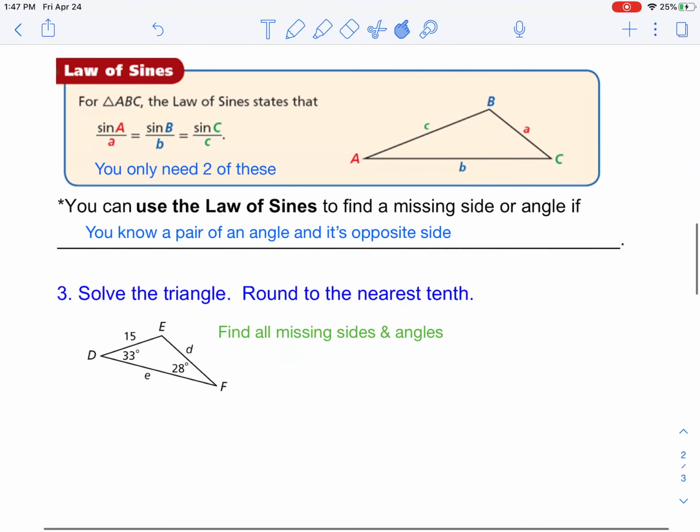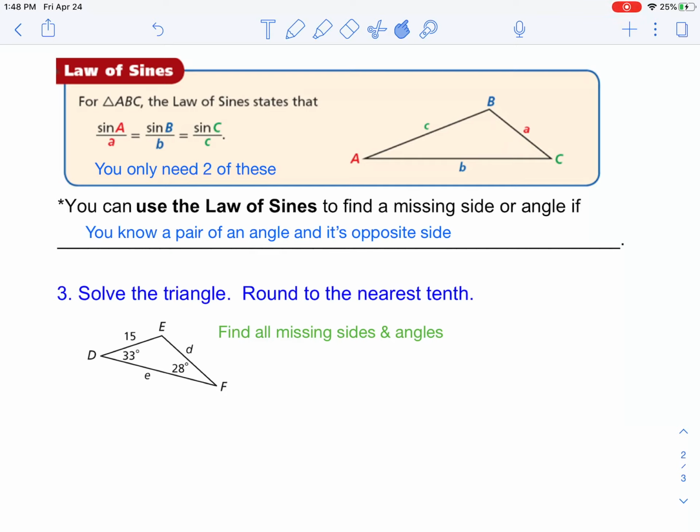Okay, up next for this lesson, we're going to be talking about the law of sines. For triangle ABC, the law of sines states that the sine of angle A over side a equals the sine of angle B over side b equals the sine of angle C over side c. Remember that all of the capital letters are talking about the angles, and all of the lowercase letters are talking about the side lengths that are across from that angle of the same letter.